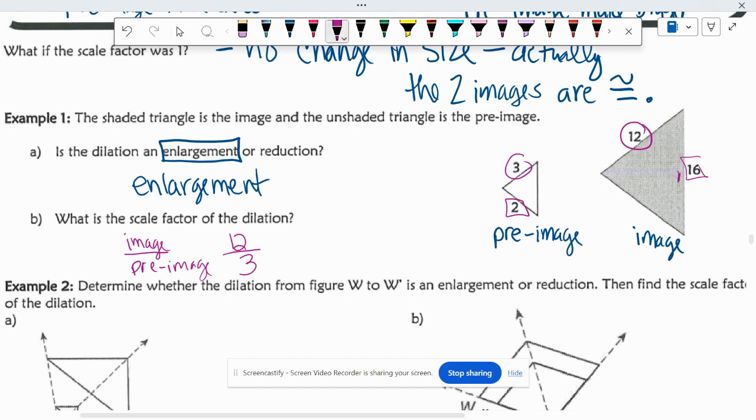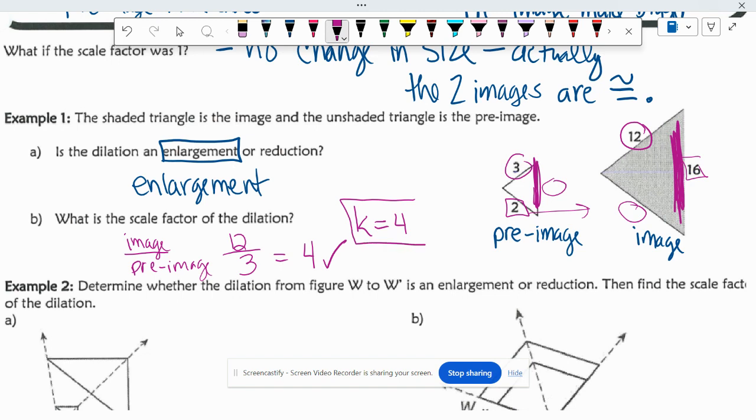What does 16 represent? The base of the triangle, right? So you have to compare the corresponding parts. You can only compare the 12 and the 3. You don't know the measurement here to compare to 2, and you don't know the measurement here to compare to the 16. So this actually has a scale factor of 4, which also confirms that it's an enlargement because it's greater than 1. Okay, so I'm going to write K equals 4 because that's how you're going to see it. K equals 4.